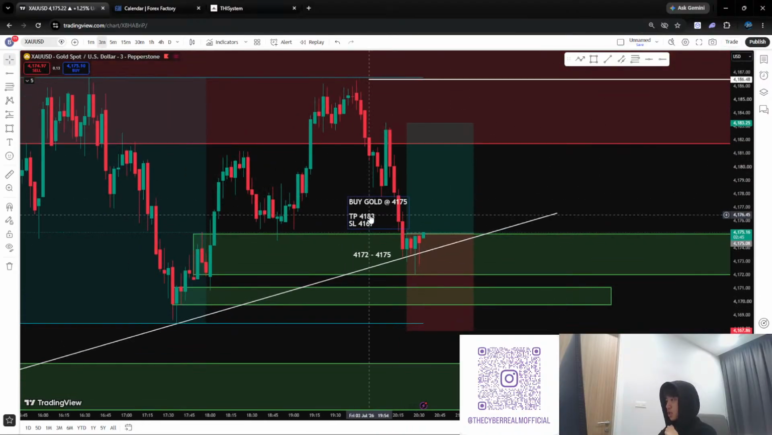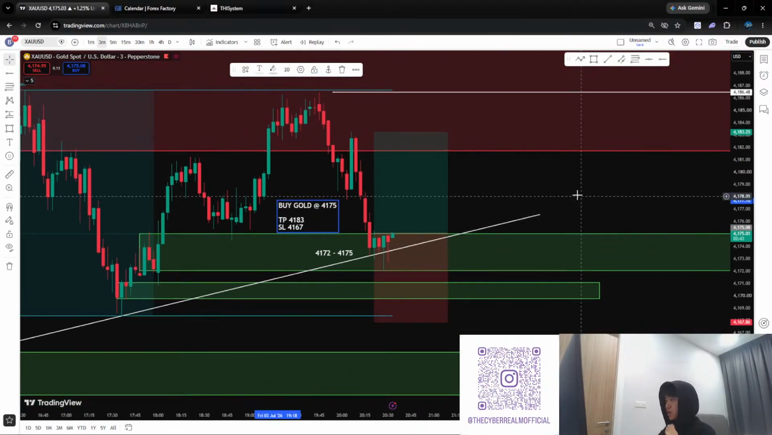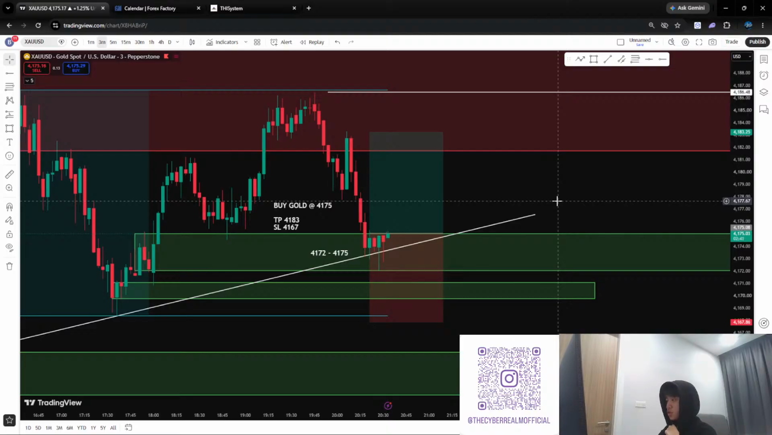Another rejection candle is closed. We are back to our entry area, guys. We are back to our entry area. It's still going up, maybe covering our spread right now. But it's up back to our entry area.